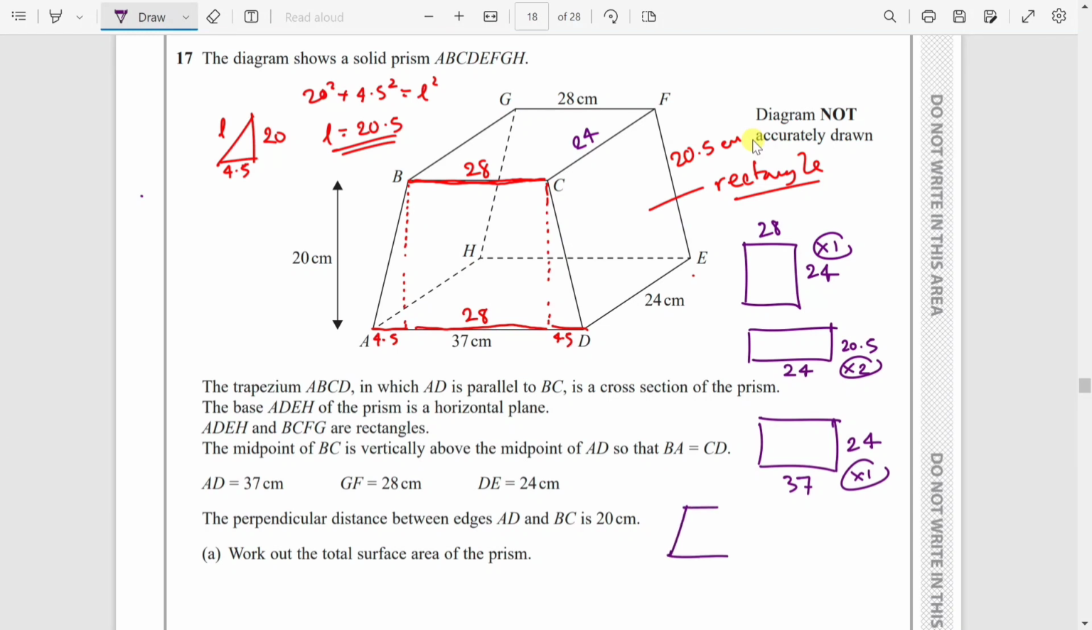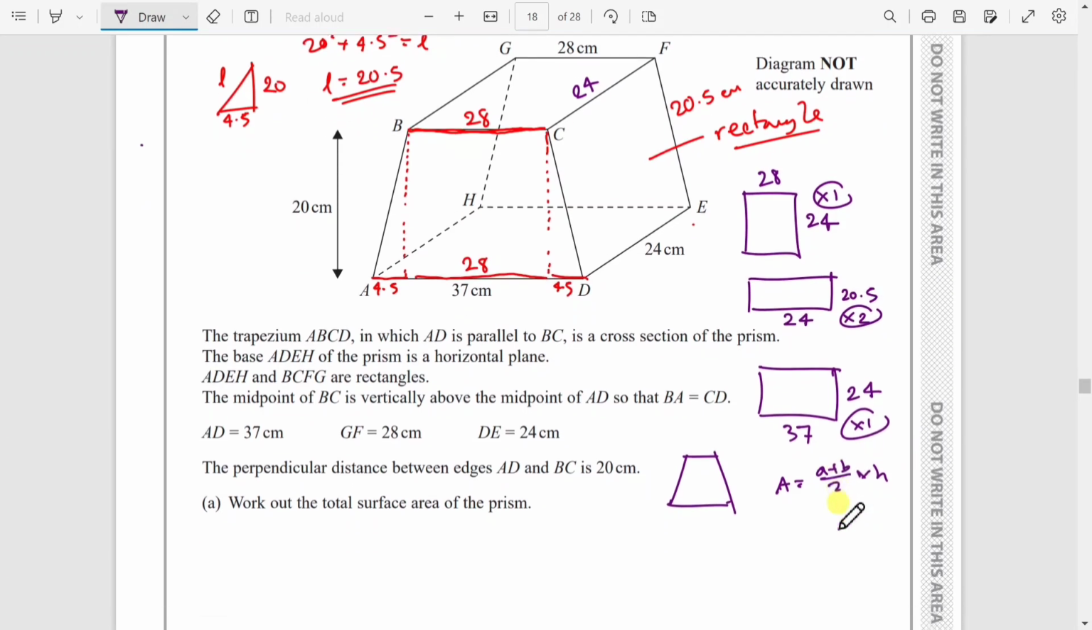Trapeziums. Now remember, the area of a trapezium is literally, let's write down, the area of a trapezium is A plus B over 2 times your vertical height. So what that means is your two parallel lengths. We know it's 28 at the top, 37 at the bottom, and the height is 20.